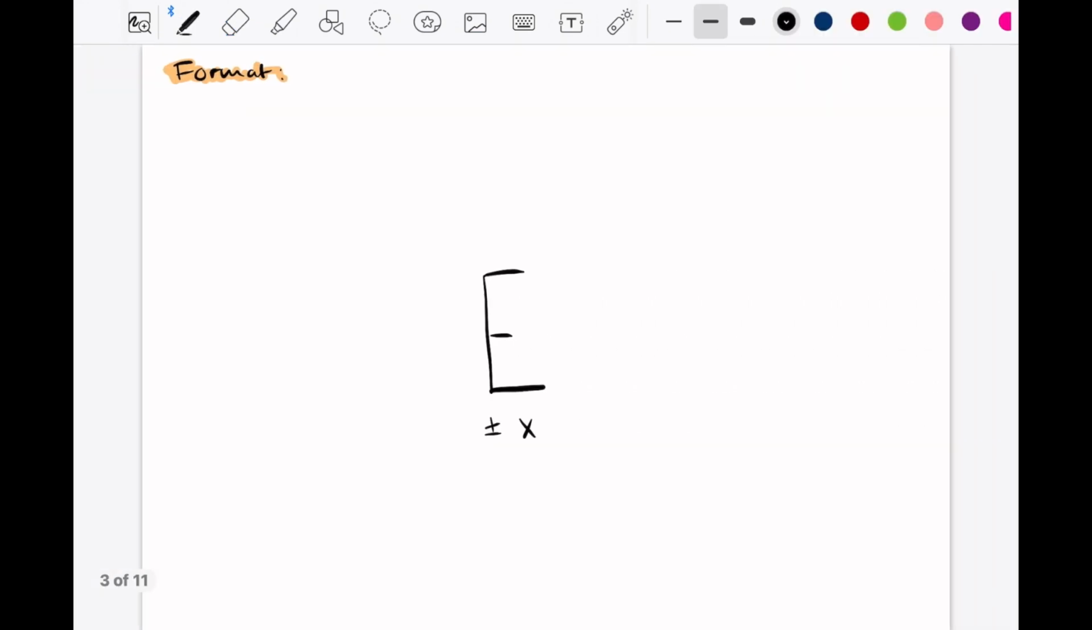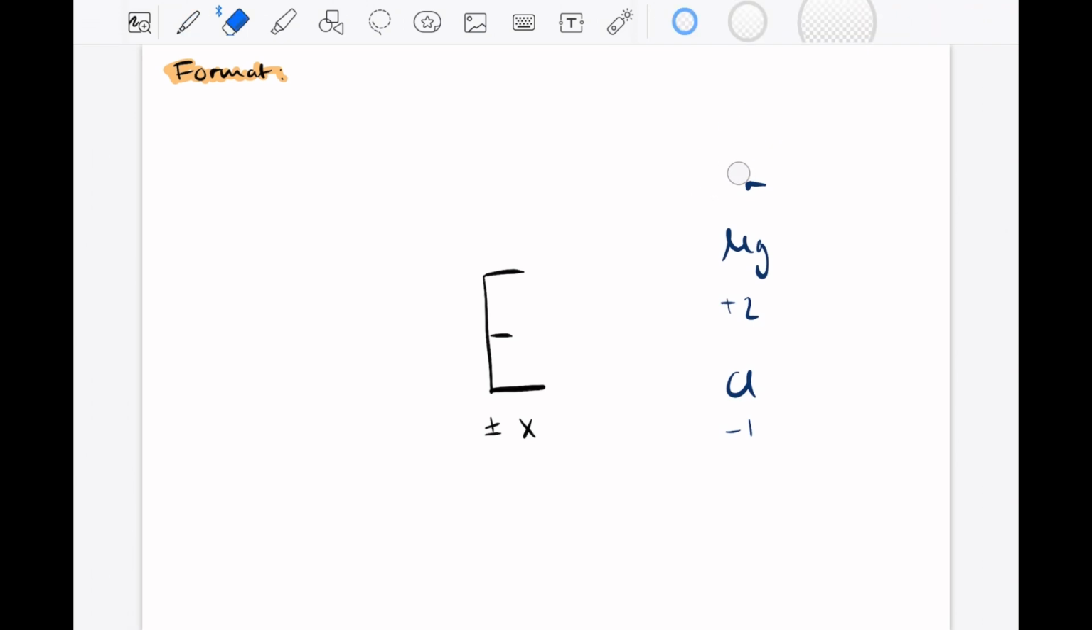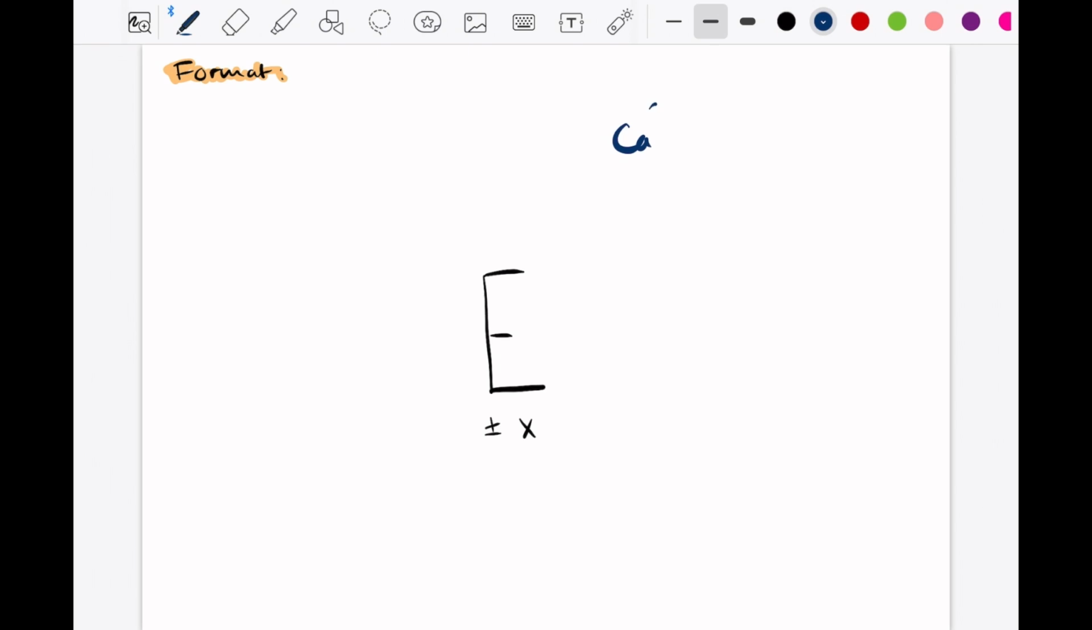So what is the format for oxidation states? Well, basically you have your element, for example E right here, and the oxidation state has its sign, positive or negative, before its value. Like we've seen before, calcium +2, magnesium +2, chlorine -1, and so on. It kind of goes opposite to the charge because, for example, the charge of calcium is 2+, but the oxidation state is +2.